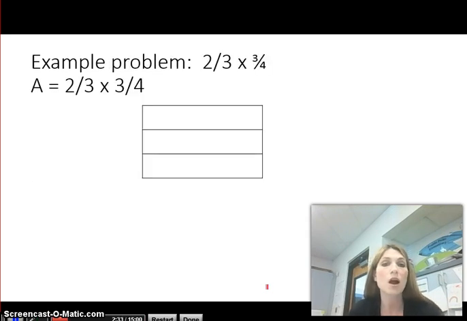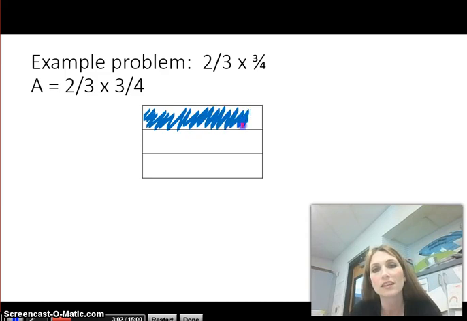So if we take a look at this problem, we have a rectangle, and just like last night, I have already looked at my first fraction's denominator, and I have divided this rectangle into 3 equal pieces, okay? And so now I'm going to shade in 2 of those 3 pieces. So I'm shading in 1/3, and now I'm shading in 2/3.